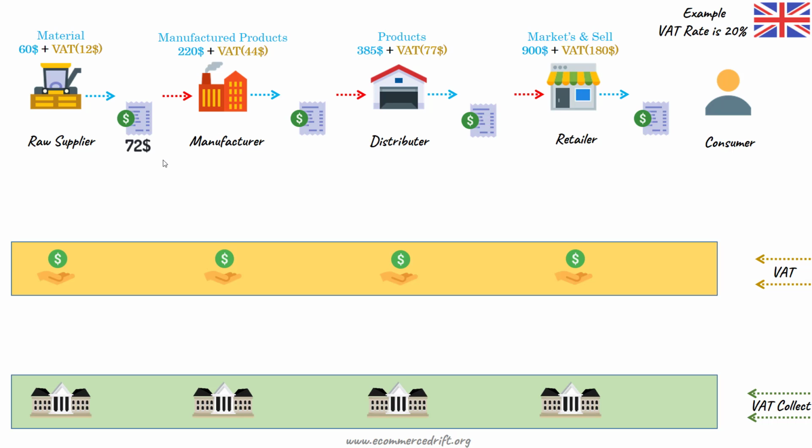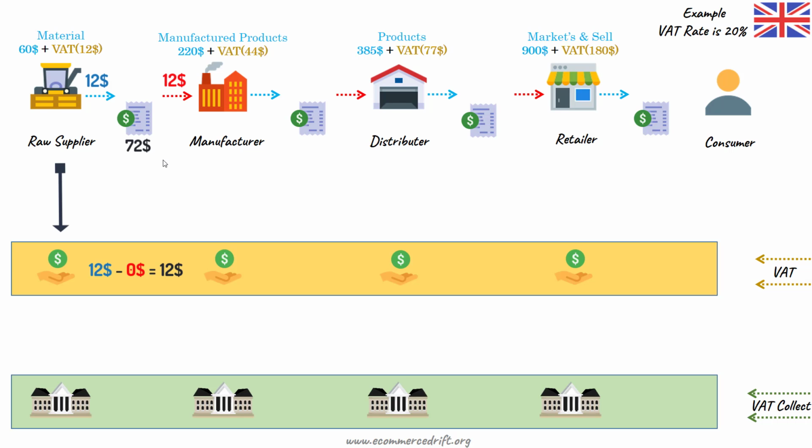The manufacturer gets that invoice and then processes it and gets a receipt back. So by now, the raw supplier has made an output VAT of $12 and the manufacturer has made an input VAT of $12. Now, if we apply the formula of VAT payable on the raw supplier, then let's see what happens. So VAT payable is equal to output VAT, which is $12 for the raw supplier, minus the input VAT.